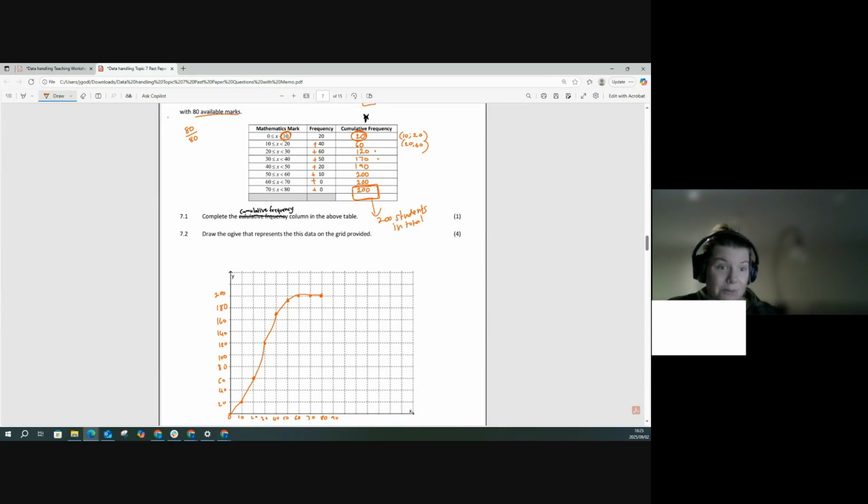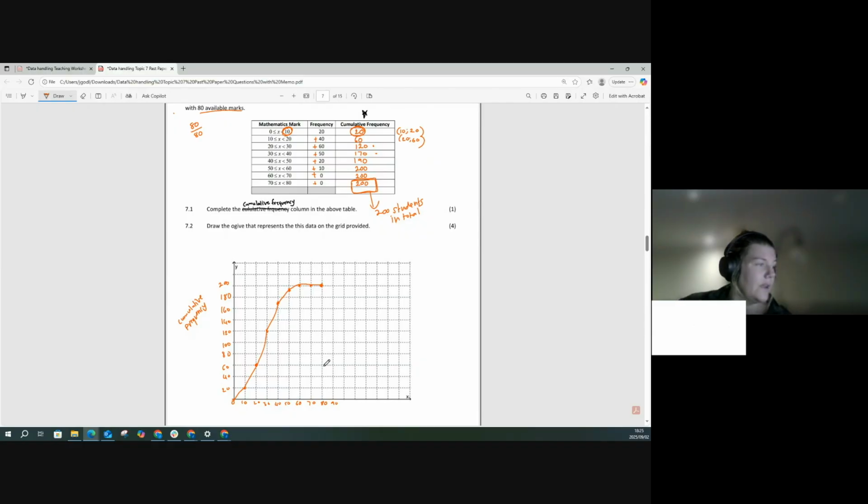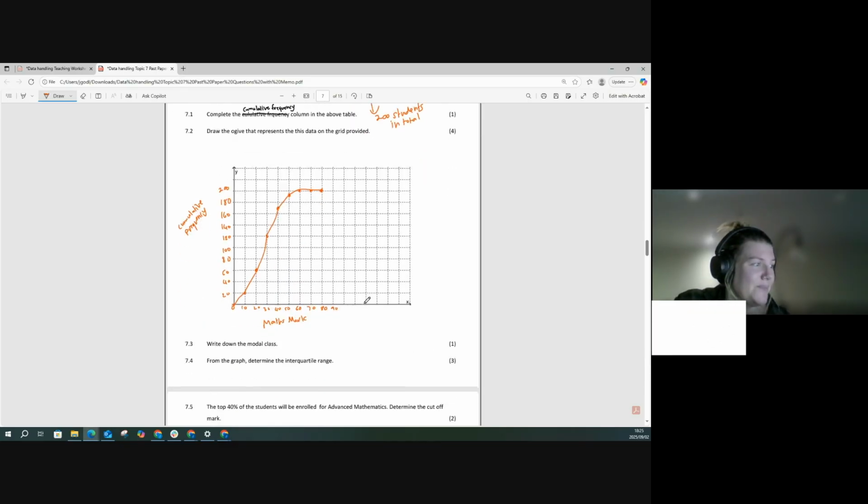I have to label my axes. So this side is my cumulative frequency. And down here is the maths mark. Yay, for getting the right shapes.